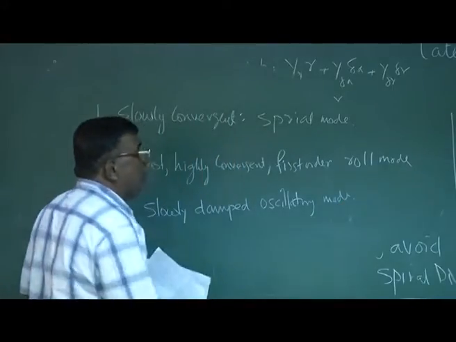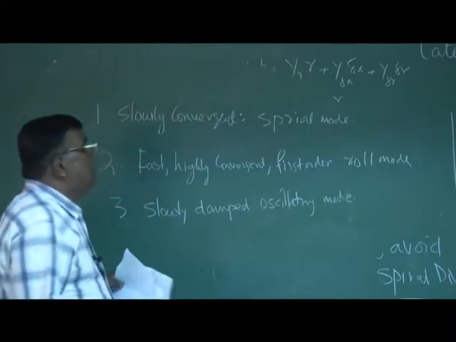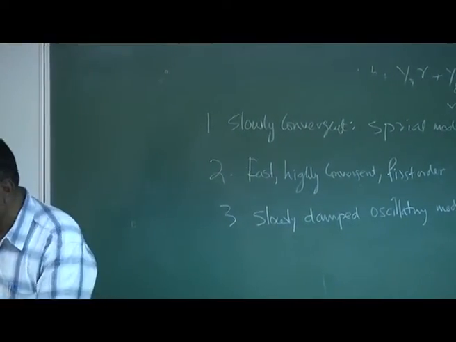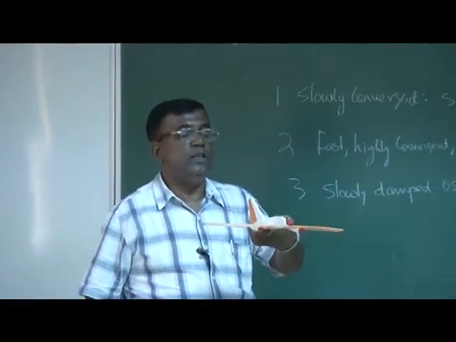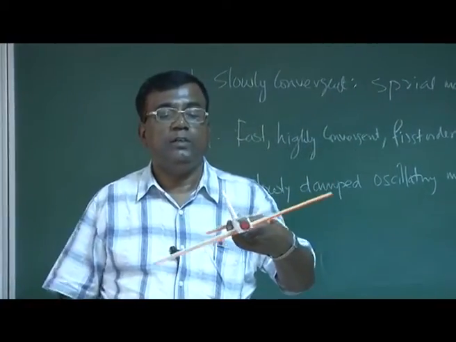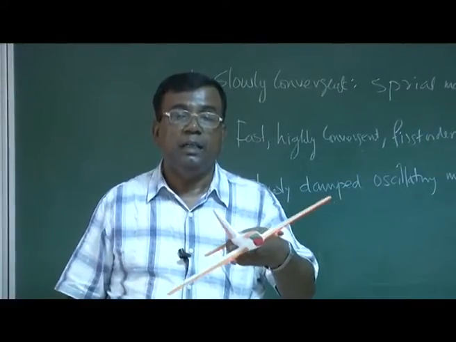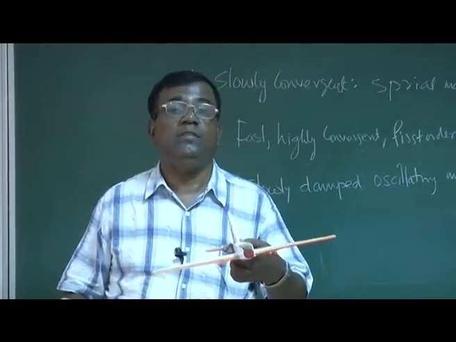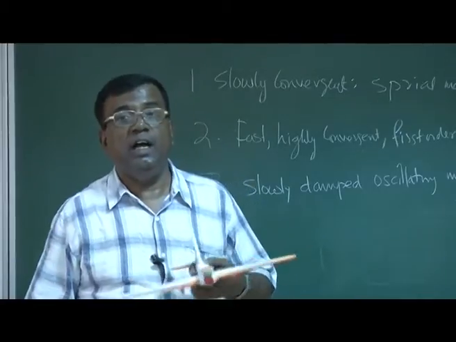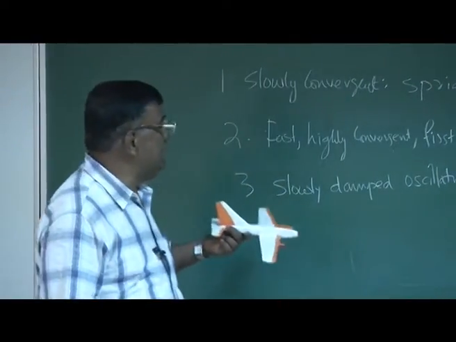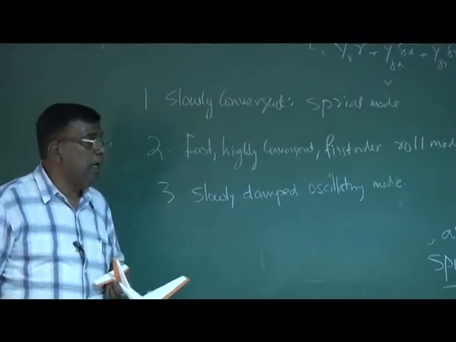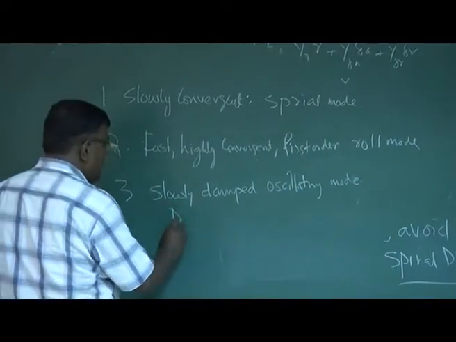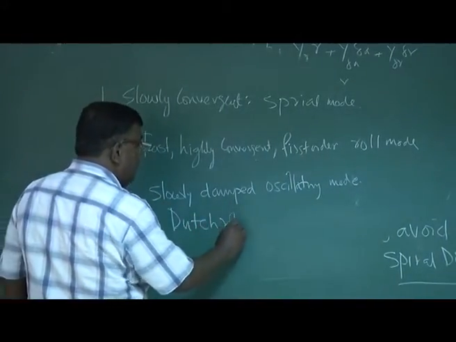I will explain in a very simplistic manner. Spiral mode you have understood. The highly convergent one, you understand that because there is a huge wing, right? If there is a disturbance in the bank, this wing will give a lot of damping. It will try to come back, right? A lot of damping comes from the wing, and that is why it is highly convergent. The damping is very, very high with the presence of the wing, and that is the roll mode. And third one is the slowly damped oscillatory mode. It is typically called Dutch roll mode or Dutch roll oscillation.